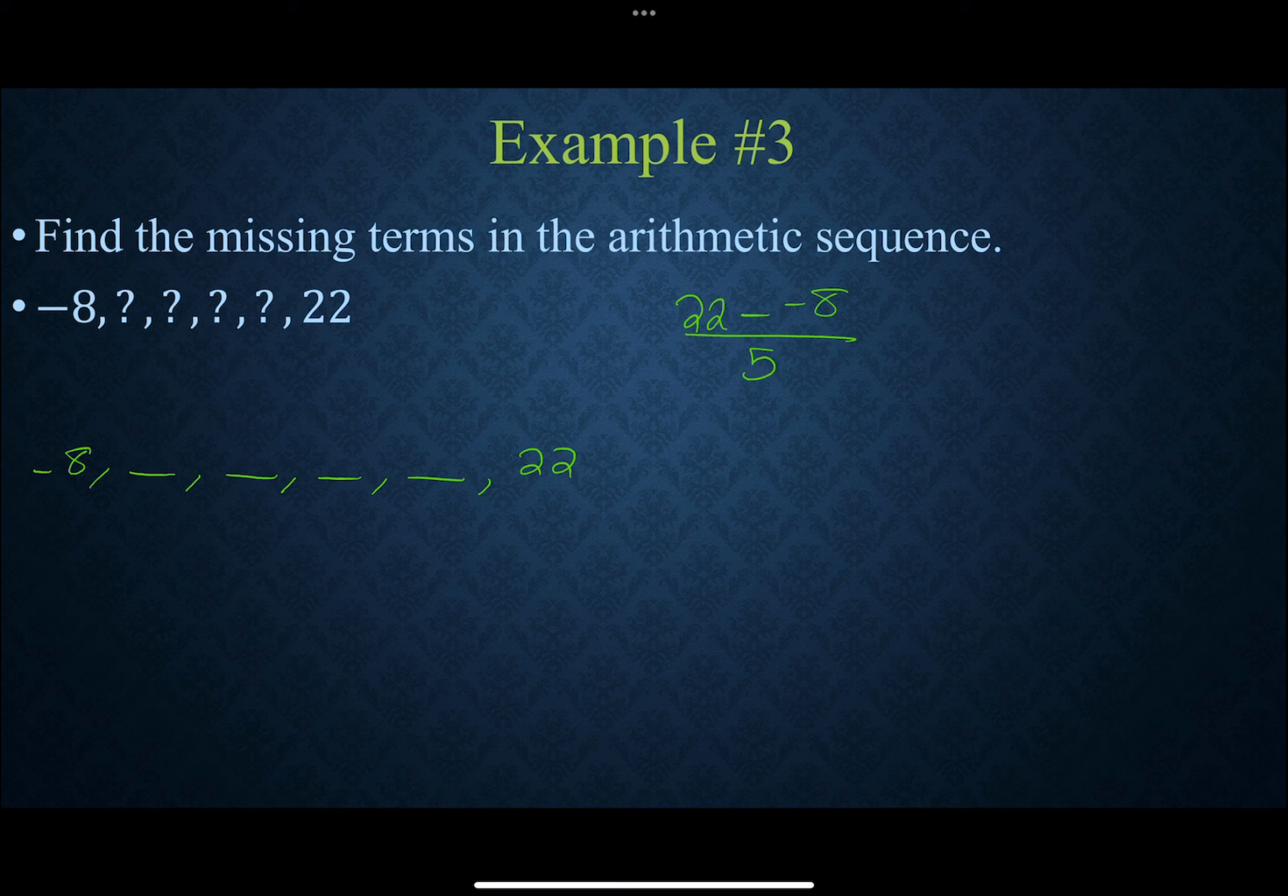But if you think about this, we have to do plus d, plus d, plus d, plus d, and then plus d again to get to your last number. So that's why we're dividing by 5. So this gives us a 30 over 5, so that's 6. So that's really representing the common difference. So we're going up by 6s, so this should be -2, 4, 10, 16, and then 16 plus 6 is 22, so we do know that we fit the correct sequence.